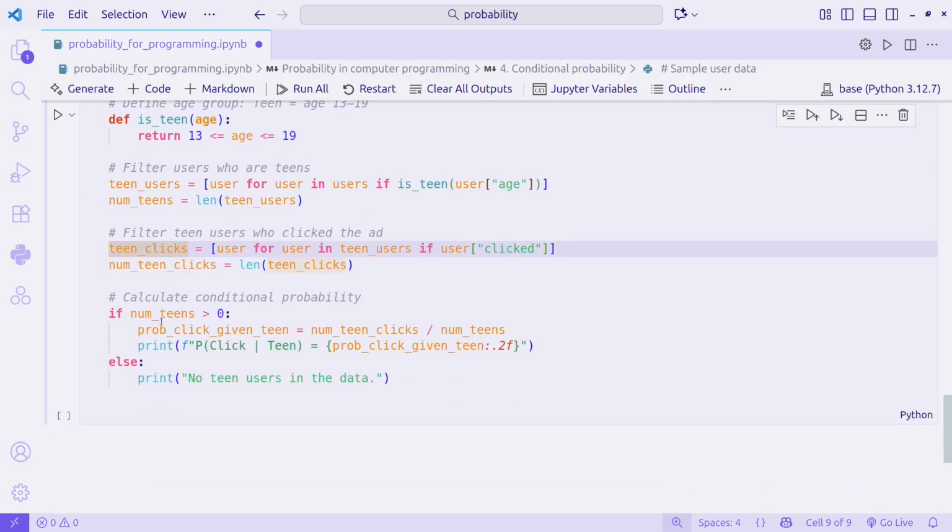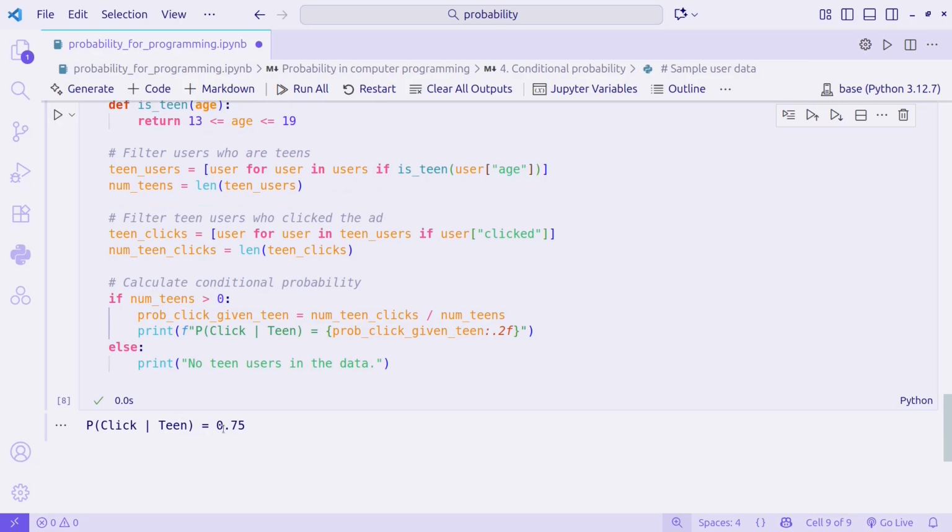So I can find out the conditional probability as here. If I want to find out the probability of clicking a web page given the user is a teenager, I'm able to use the formula here: the number of teen clicks divided by the number of teens. So I'm able to find out the number of teens first, and the number of teens who really clicked the web page. And then I do the division directly to finish the conditional probability. So let us see the result.